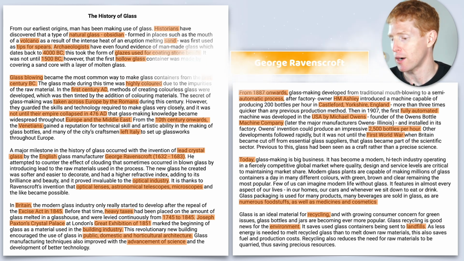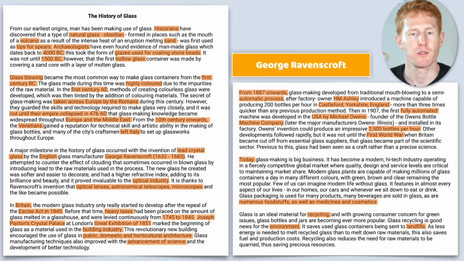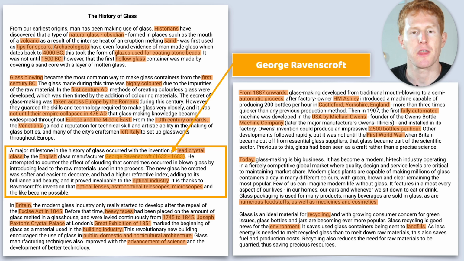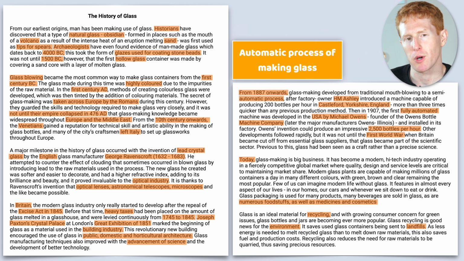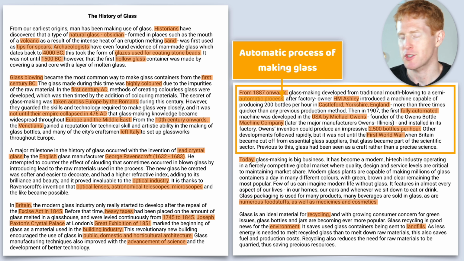For example, if you get a question about early discoveries of glass, then you'll know that that's in paragraph 1. If you get a question about George Ravenscroft, well, a good idea is to highlight names and dates and places, so you can look through your highlights and say, okay, here it is in the 3rd paragraph. If you get a question about the automatic process of making glass, you've also got phrases highlighted like automatic process, and so you'd identify where the answer is.